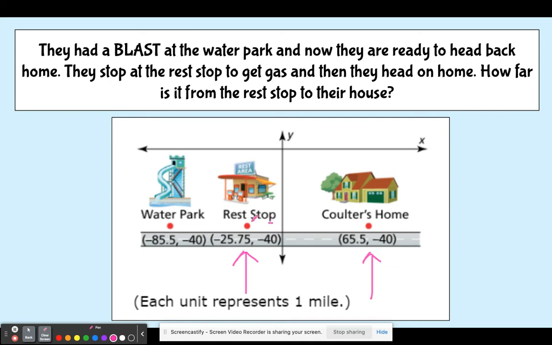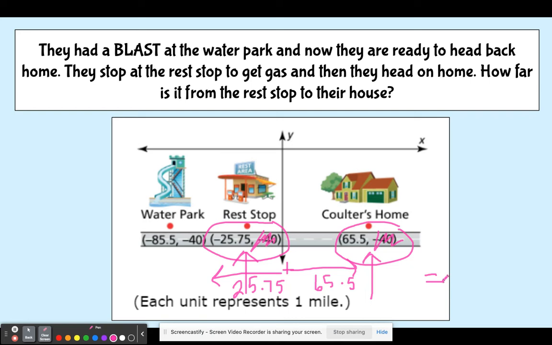All right, so look at your ordered pairs. I can't bunny hop because there's no lines. So which numbers match? The -40s. Bye-bye. So I want to know what these numbers mean. Well, these numbers told me I went 25.75 to the left, and then I had to go 65.5 to the right. When I'm going different directions, I can actually add those two together. 25.75 to the left, 65.5 to the right, because remember, this is my 0 line. When I add this together, I will get my total distance.